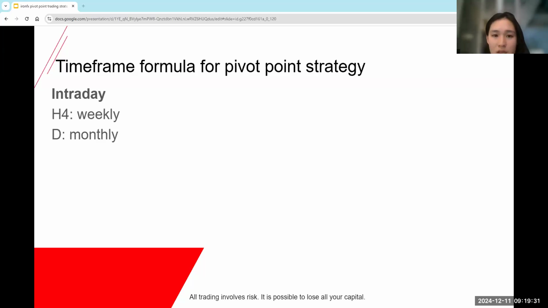Okay, that's it for our slides. Now let me just pull out our charts and then we can take a look at how exactly we can use pivot points.